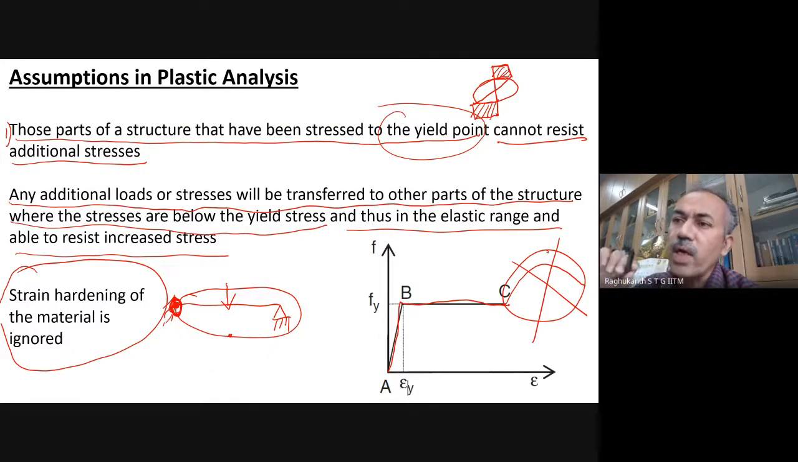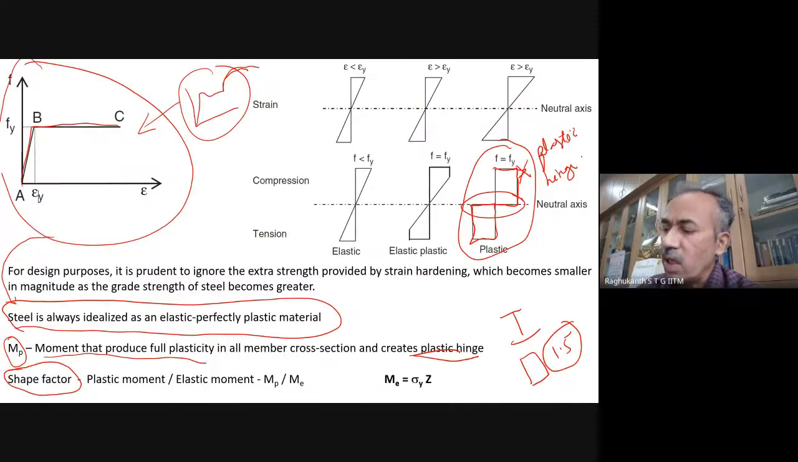And the most important assumption is that once any part of a structure has been stressed to the yield point, it will not take any additional stresses. The additional stresses will be transferred to other parts of the structure or other parts of the cross section, which is still in the elastic range. So this is the most important assumption. Another assumption is that strain hardening we ignore, so our stress strain curve is a simple bilinear curve. These are our assumptions.